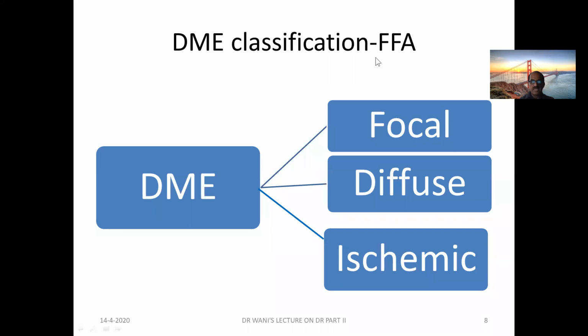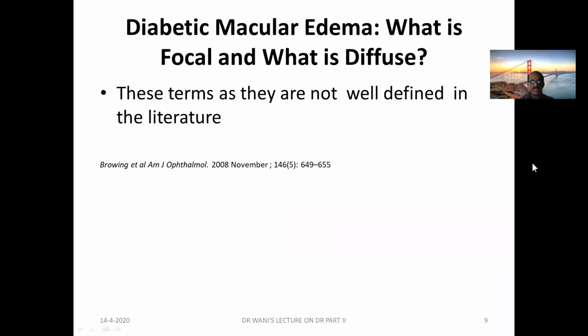By fluorescein angiogram, we classify it as focal, diffuse, and ischemic. In fact, note that this article says that the usage of these terms is so vague, it may probably be dropped. But anyway, we'll complete it because many people do ask.